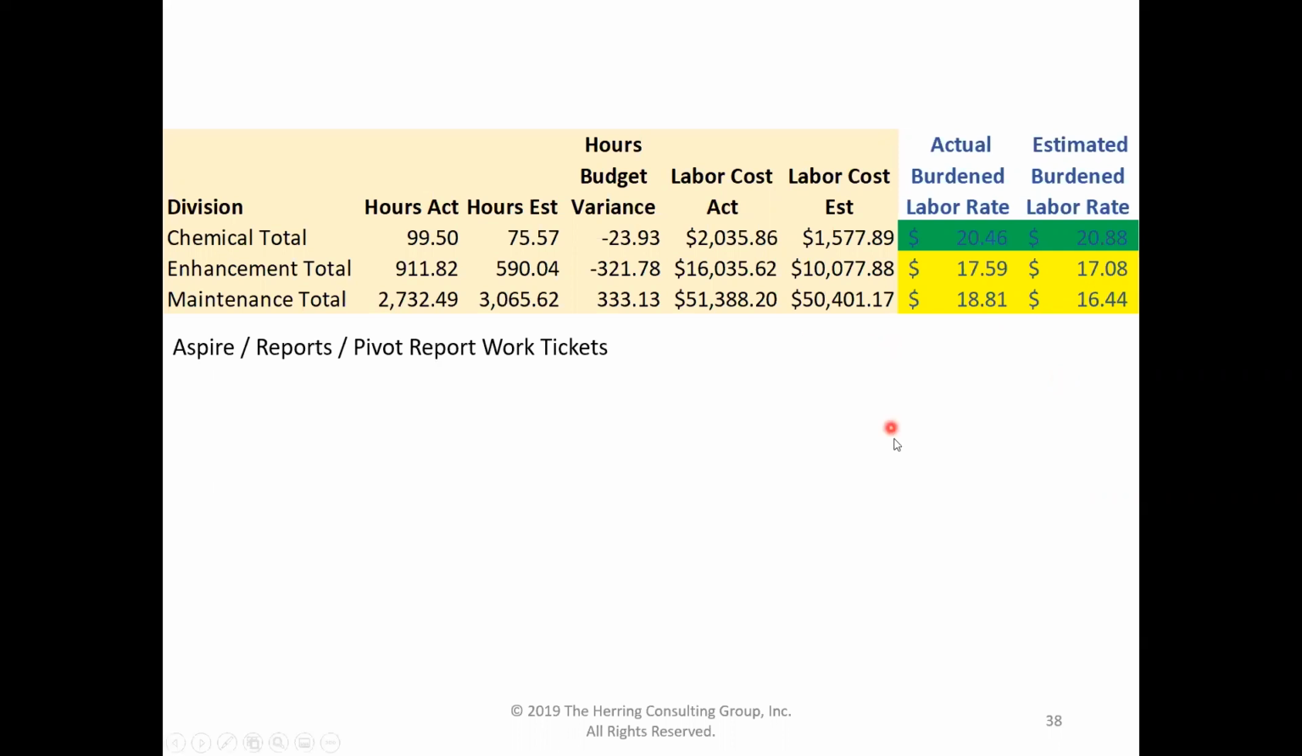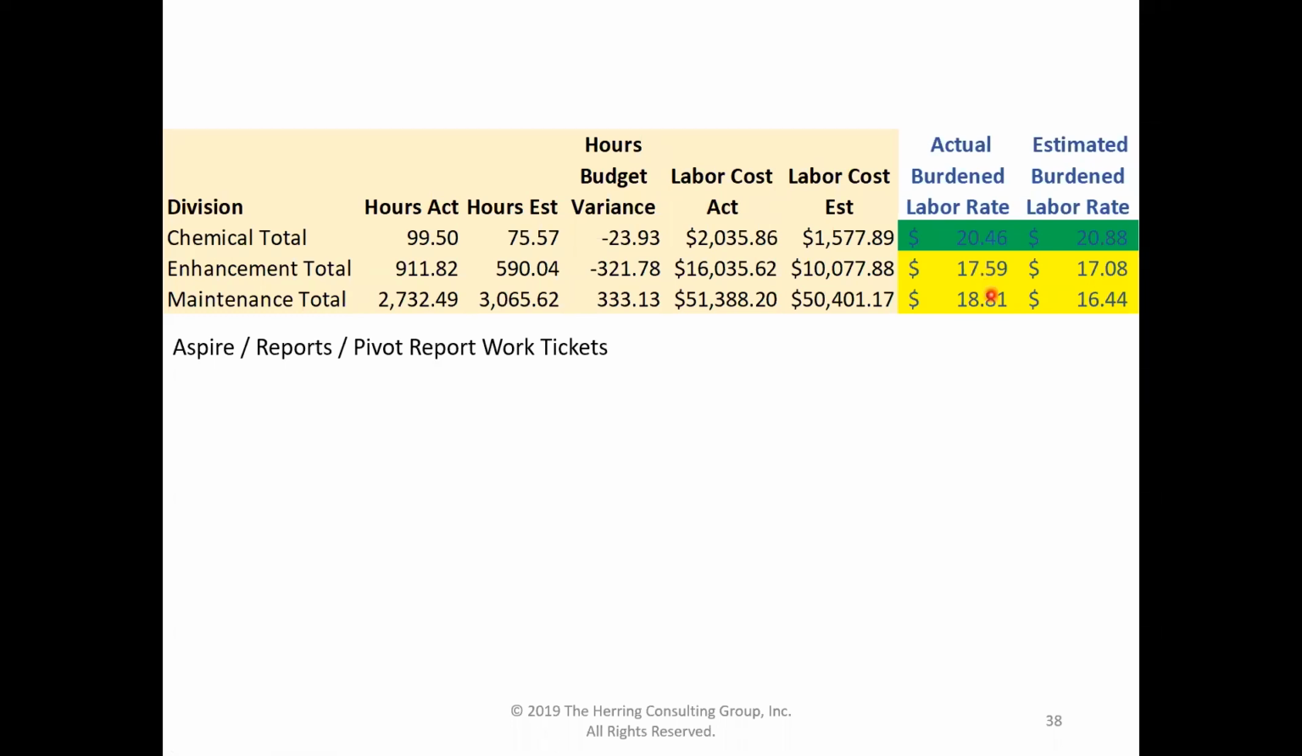It's a different story there, right? There's $16,000 of actual cost, 911 hours of actual hours, and the actual burdened labor rate, that's what these actual dollars include, burden, right? The actual burdened labor rate is $1,759, and the estimated burden rate is $1,708. Again, the same math. So this one, we're upside down. Our actual is higher than our estimate. We need to change that estimate, and I'm going to show you how to calculate that, how to do that today.